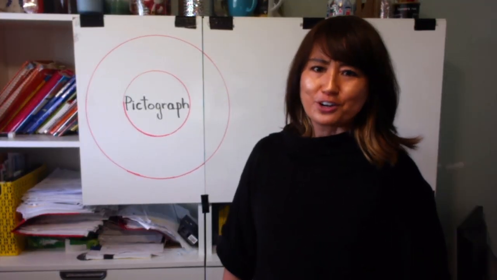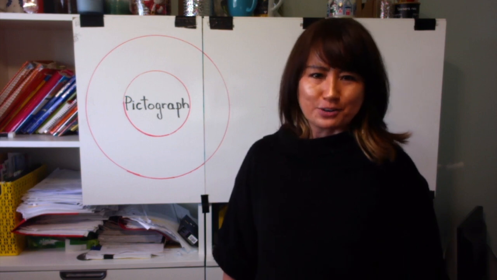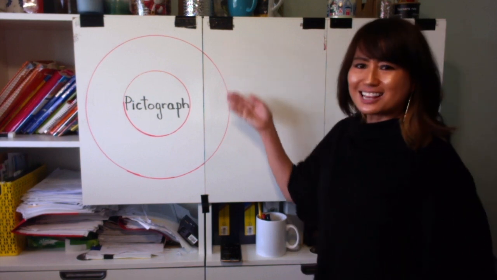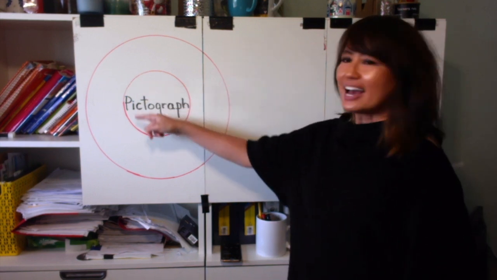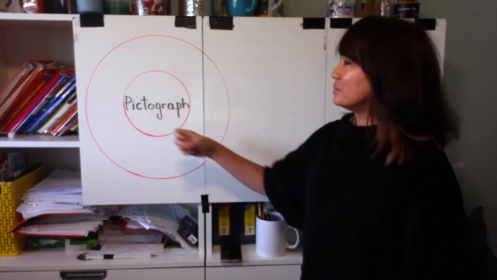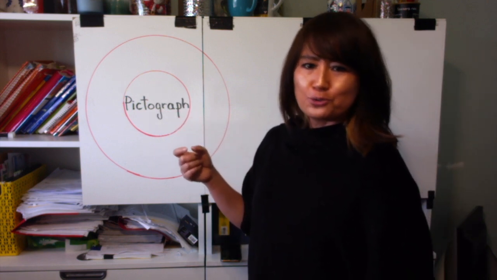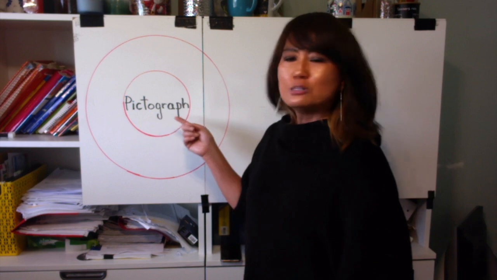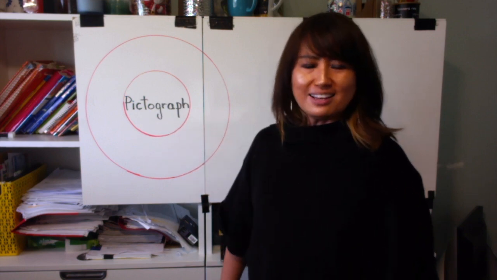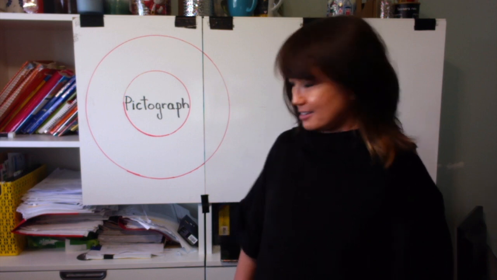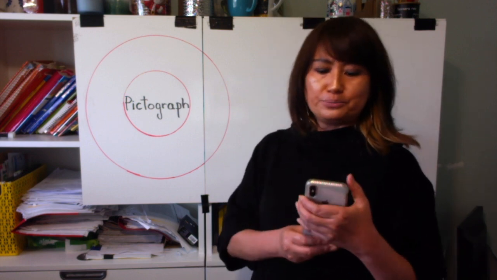Good morning, boys and girls. Let's review pictographs. First, I want you to draw a circle map, just like this one. Inside the small circle, write the word pictograph. I wrote the word pictograph for you just in case you need help with the spelling. You have 2 minutes to write down everything you know about pictographs. Your time starts now.